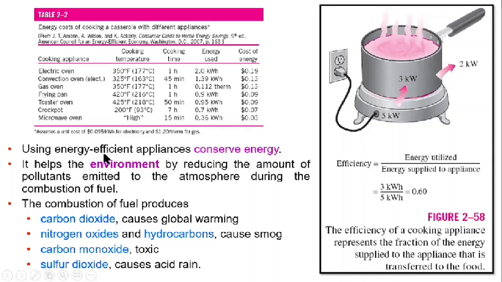Using energy efficient appliances can conserve energy. It helps the environment by reducing the amount of pollutants emitted to the atmosphere during the combustion of fuel. The combustion of fuel produces carbon dioxide, which causes global warming. Nitrogen oxides and hydrocarbons cause smoke. Carbon monoxide is toxic. Sulfur dioxide causes acid rain.